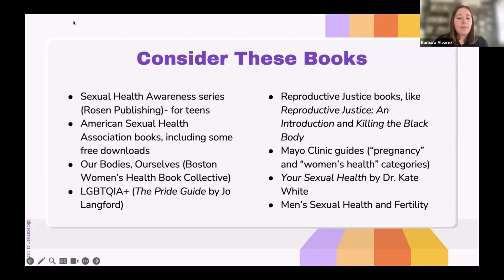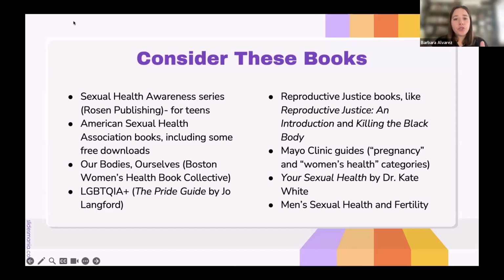And LGBTQIA plus material is something that should not be neglected when we're developing our sexual reproductive health collections. One example that I have here, just one, I know there's many others, is the Pride Guide by Joe Langford. Reproductive justice books are helpful, not just about reproductive health, but reproductive justice, which is really a human rights focus. It goes through quite a bit of reproductive justice, or lack thereof, in the United States from a historical lens. For a great introduction to that, which would be an awesome book club idea, I think, is Reproductive Justice: An Introduction, and then also Killing the Black Body.